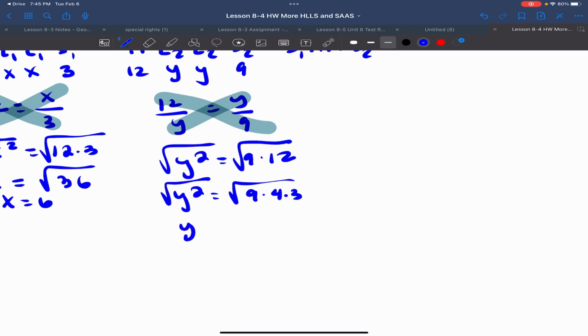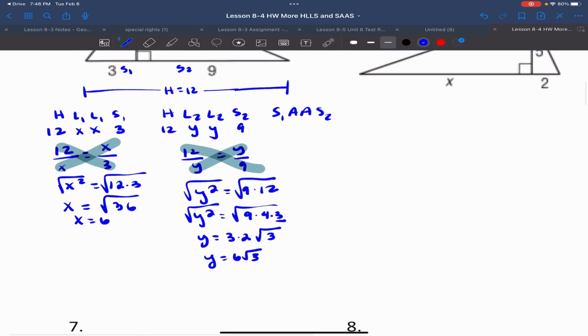So I've got to take the square root of y squared there. Okay, so y equals the square root of 9 is 3. And then the square root of 4 is 2. And then I have that 3 left over. So y equals 6 root 3. Y is equal to 6 root 3.